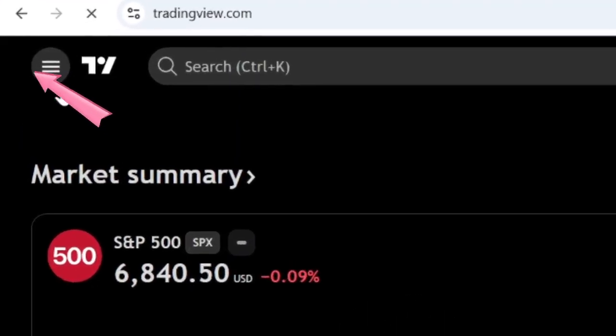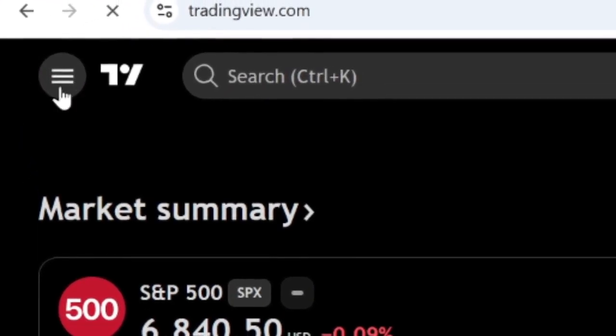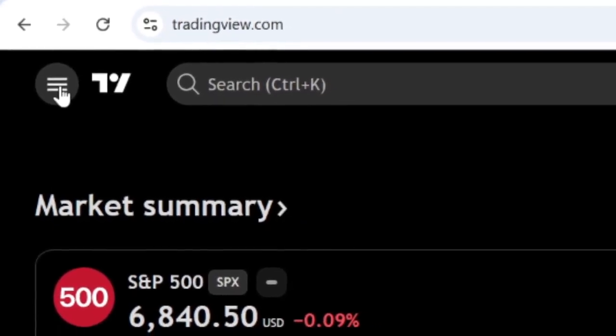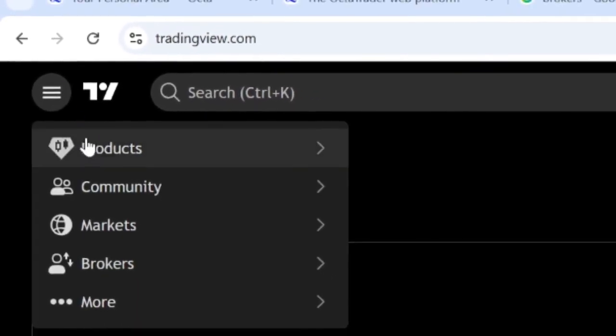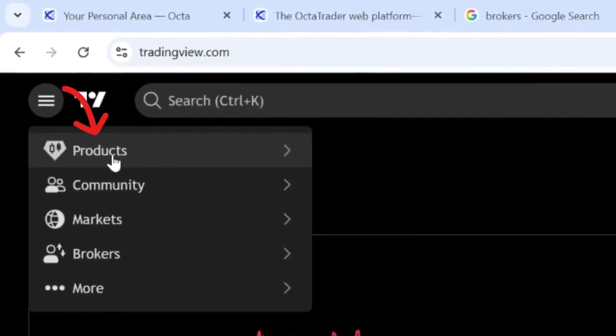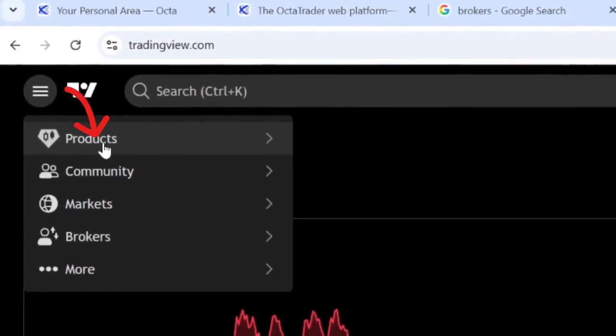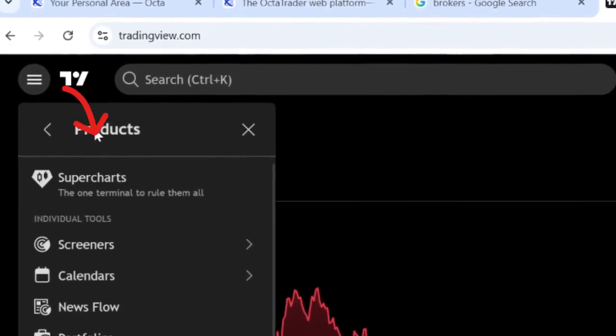Did you see where I'm pointing? These three, there's this three-line hamburger here. Once you click it, it will take you to products. You see where they write products. So you click products. You see community, the other one. Just click products for now. You want to enter the chart.